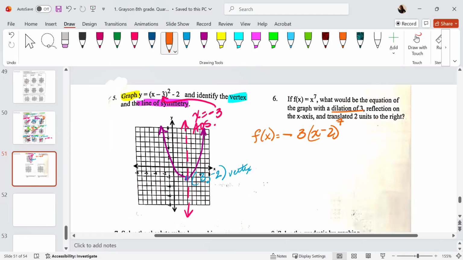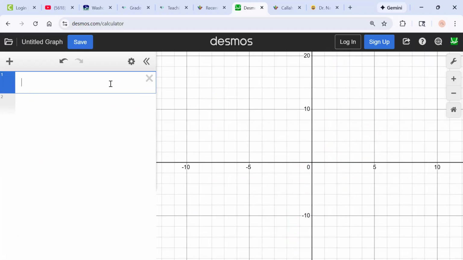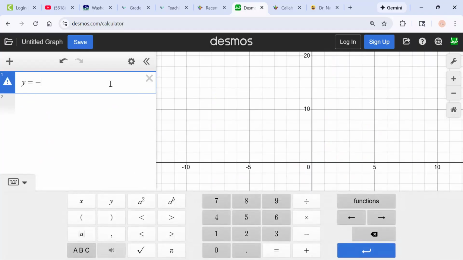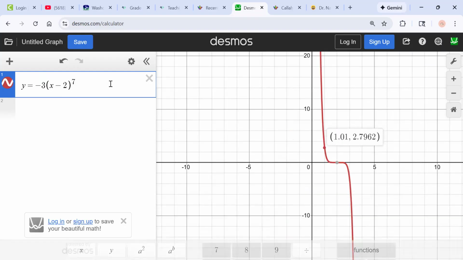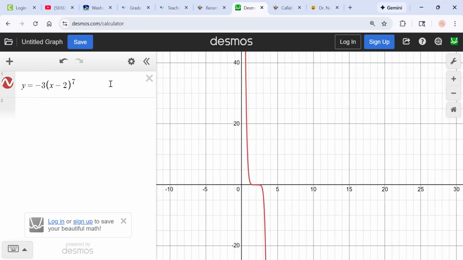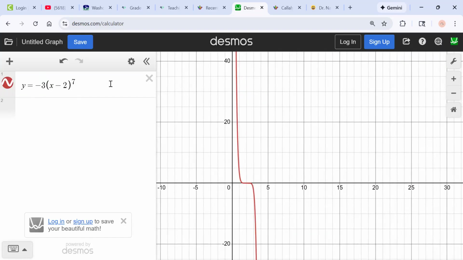If you're not sure about it, where should you go? We're gonna go to Desmos. Read that to me again. I'm gonna get rid of all of these here. Y equals negative x minus 2, close the parenthesis, to the 3. What does that look like to you? It looks like a backward S. It looks like a cubic, but the opposite side, right?